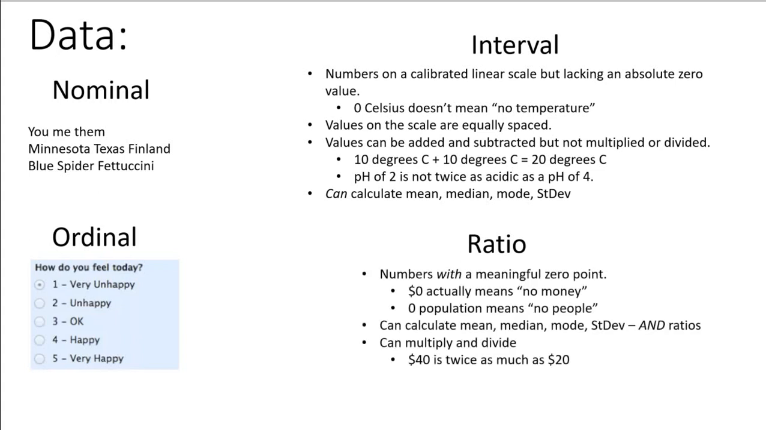Ratio data is the data mecca. These are numbers with a meaningful 0 point. So $0 actually means no money, and zero population means literally no people. We can calculate mean, median, mode, standard deviation between observations of ratio data, just like with interval, but we can also calculate ratios. We can multiply and divide ratio data. $40 is twice as much as $20, the same way that $20 plus $20 equals $40. So we can do all of the arithmetic on ratio data.